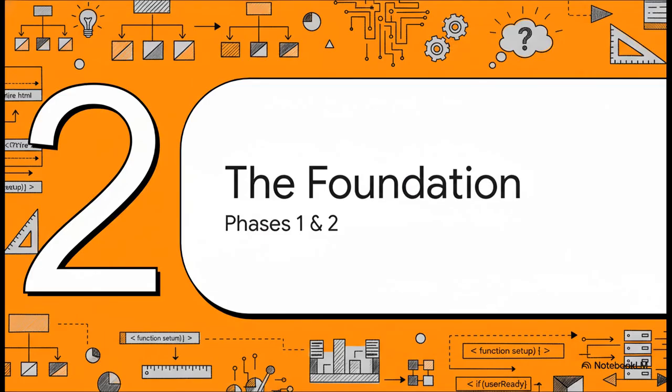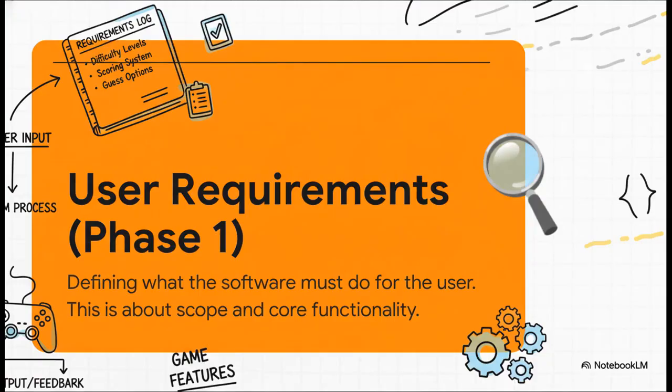Before you even think about designing or writing a line of code, you have to create a rock-solid foundation. And that all happens in the first 2 phases of the SDLC, where we define exactly what we're building and the rules we've got to follow to build it. Phase 1 is all about user requirements. Simple question: what does the software have to do?